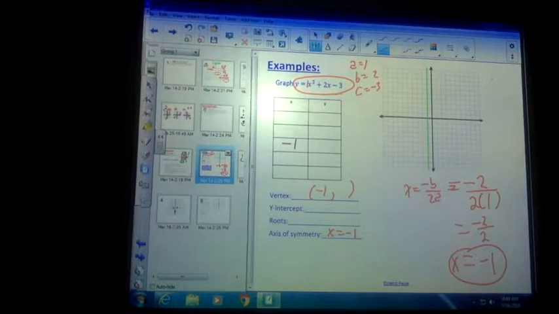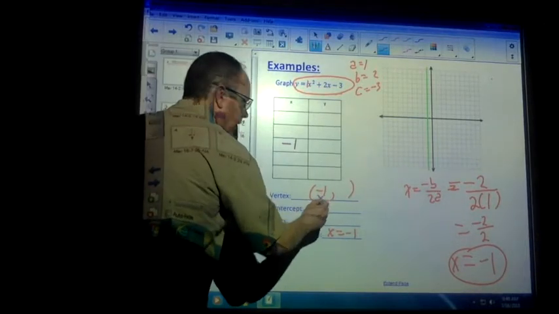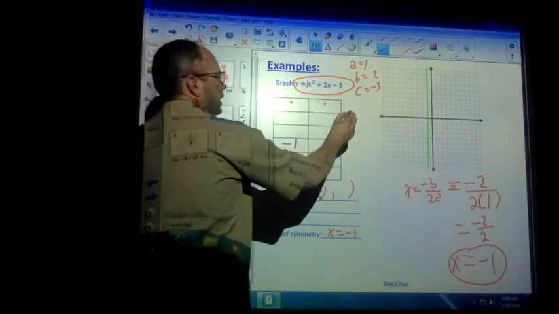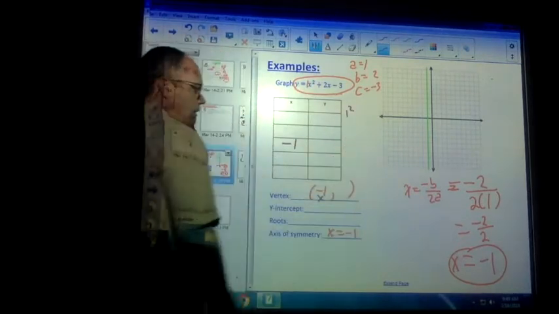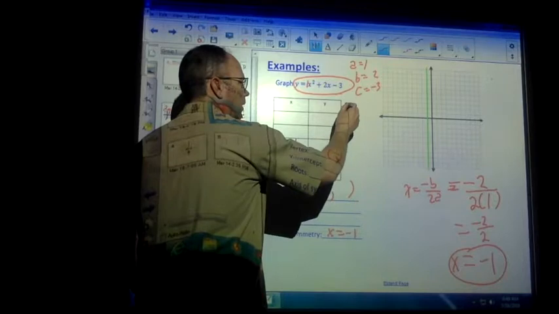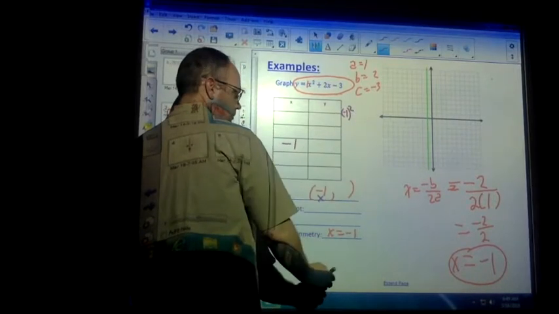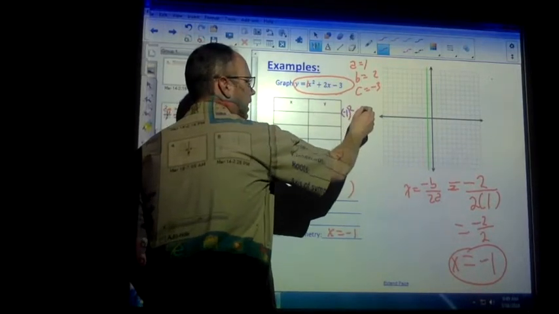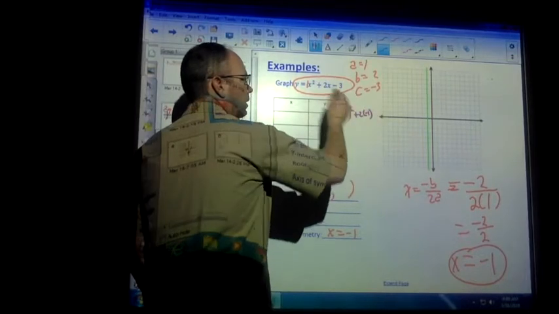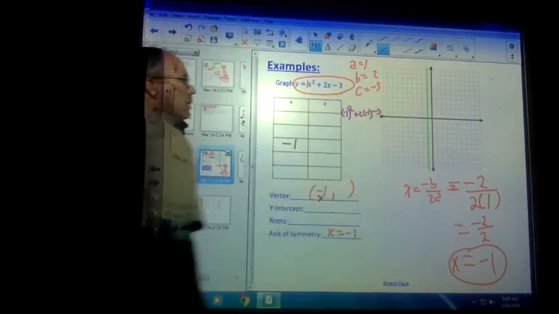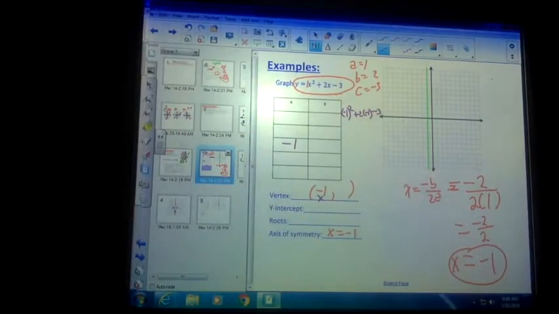You're going to plug it in. It's an x value, right? So that's an x value right here. If I take that x value and plug it in there, I get negative 1 squared, excuse me, plus 2 times negative 1 minus 3. Does that make sense?